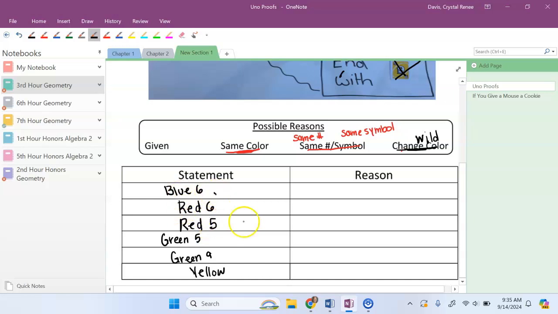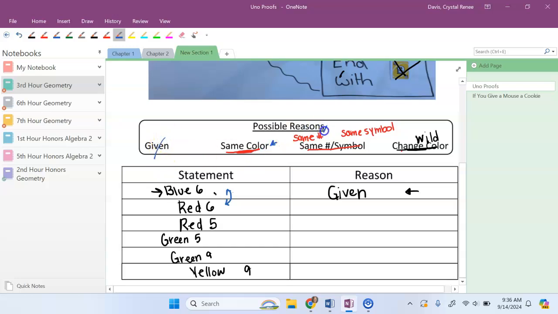Now I have to go back and justify every one of these things. The first card, that's just what we're given. We don't have to have a reason for that. We're just handed that. That's our starting point. So on the first card, every one of these will be given. You're not going to use given except for the first one.